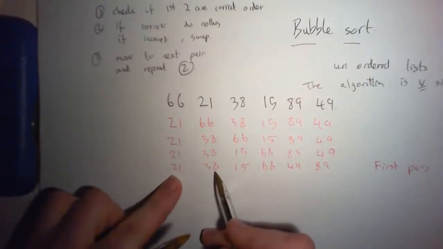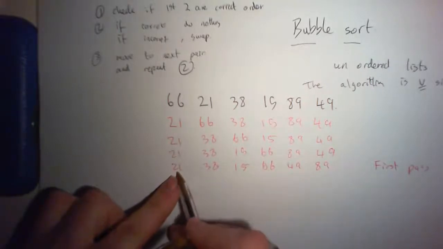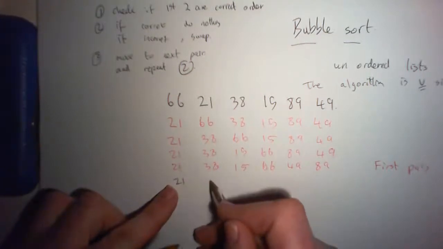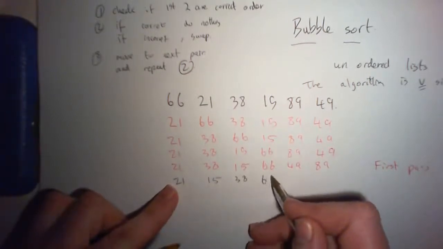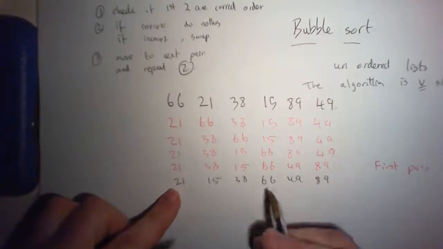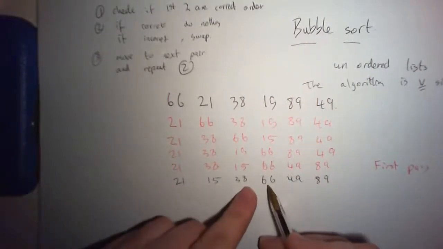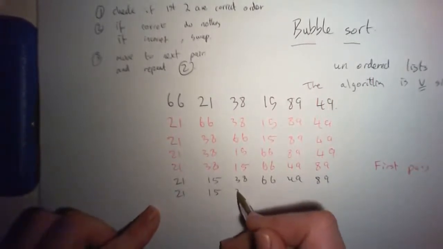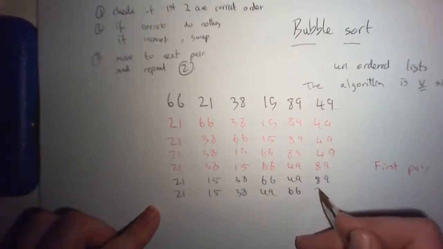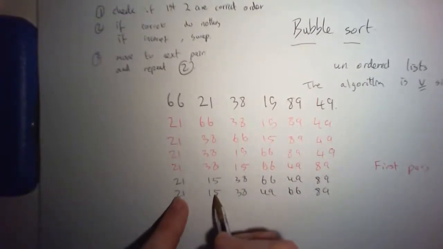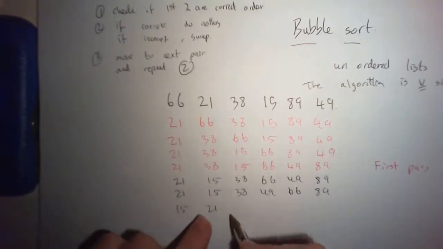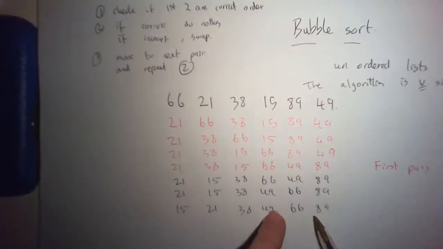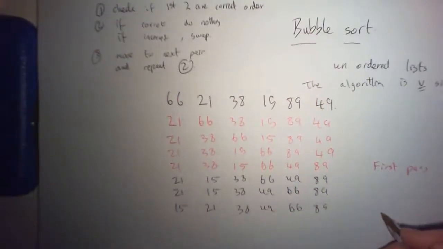So on the first pass, nothing. Sorry. On the first swap, nothing. Then we're going to go, so that was this one swapped. This one doesn't need to be swapped. This one does. This one doesn't. Go back again. This one doesn't. This one doesn't. This one doesn't. And you're done again.